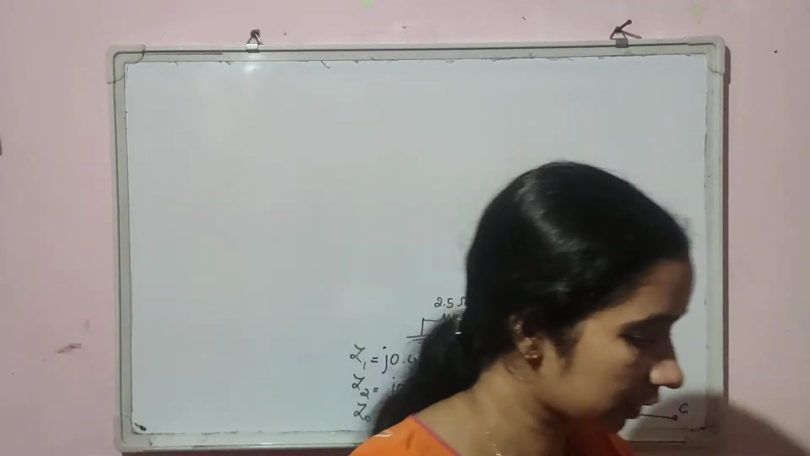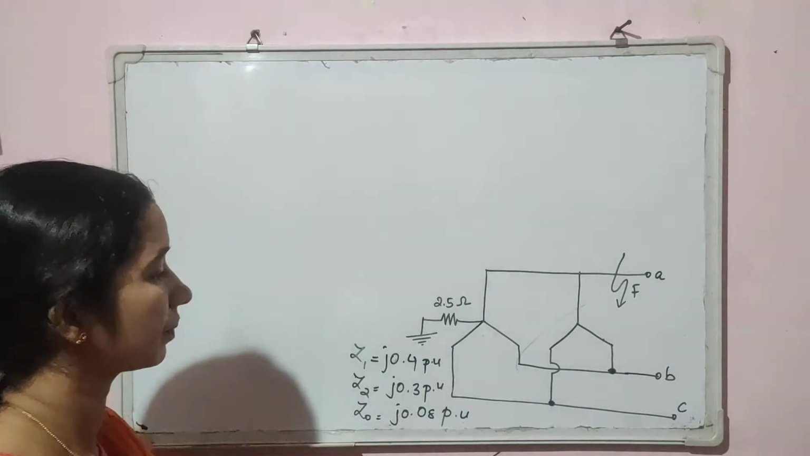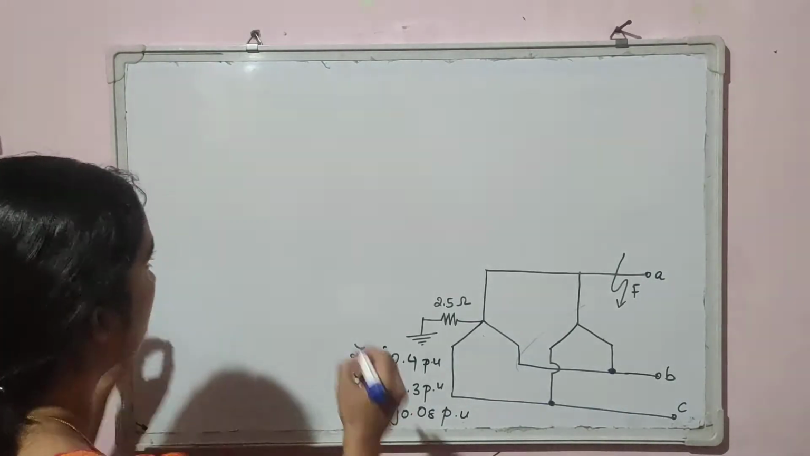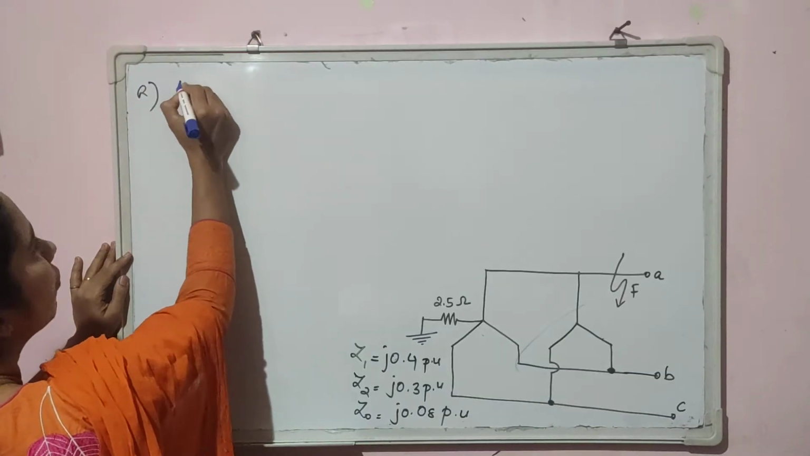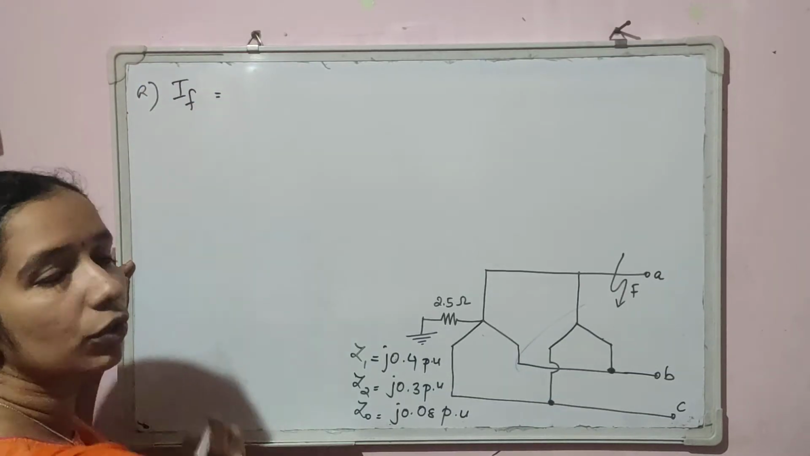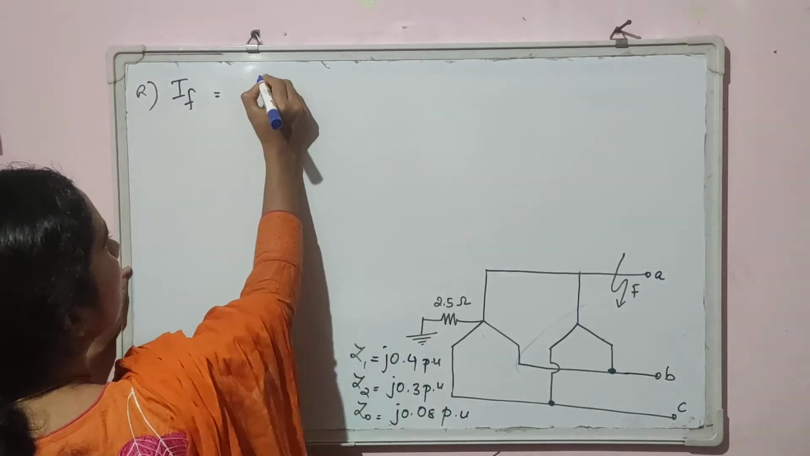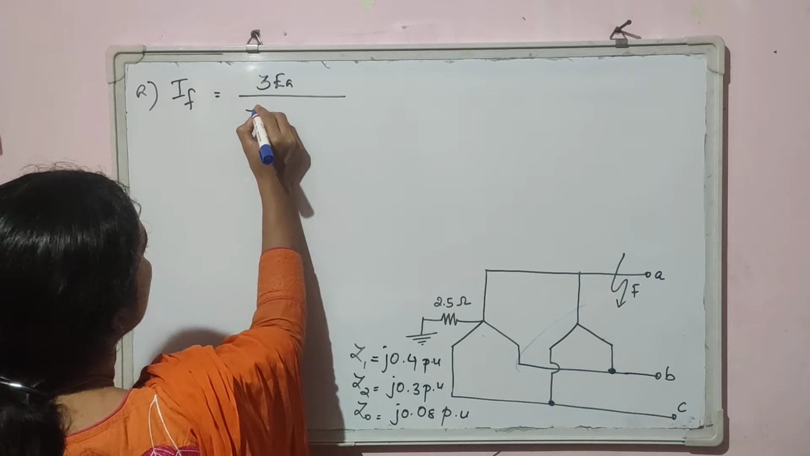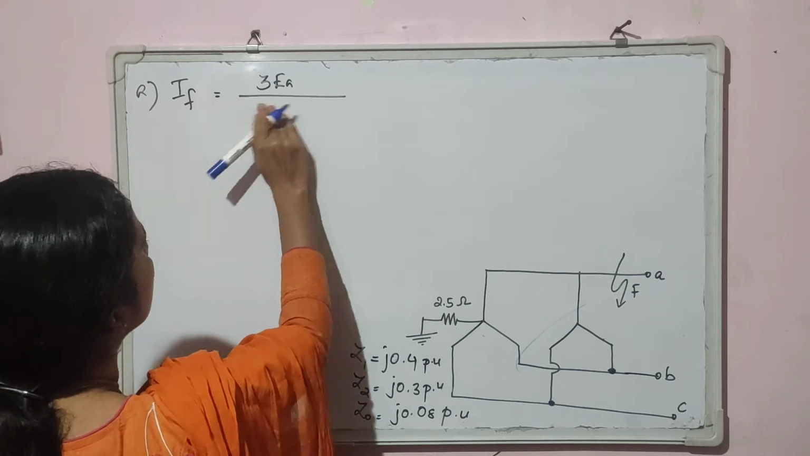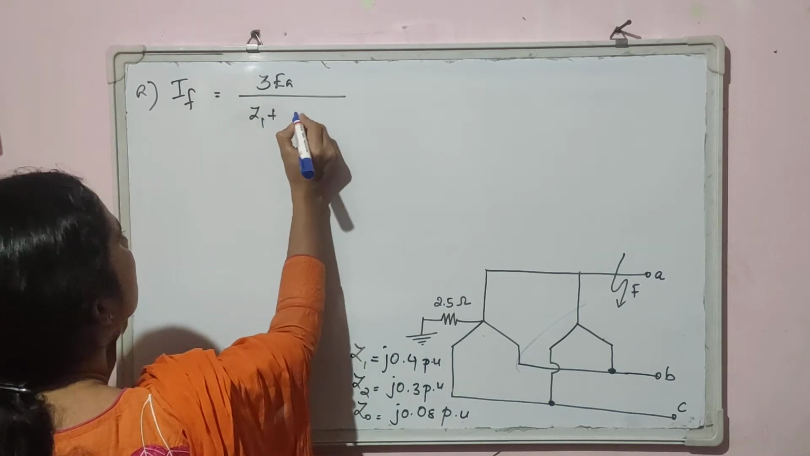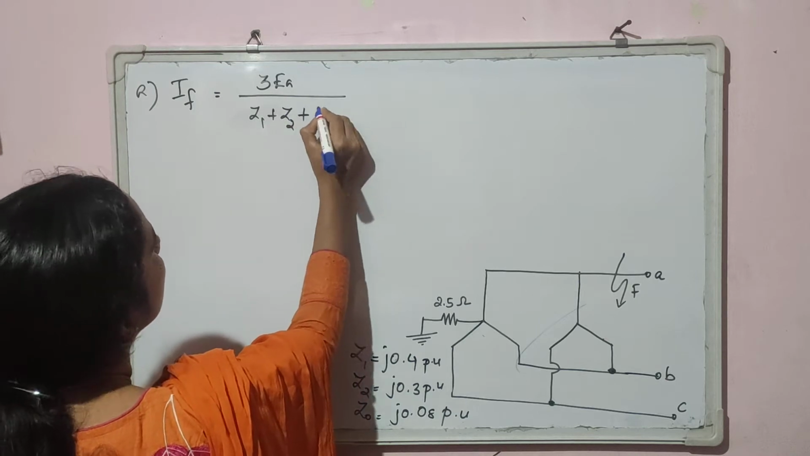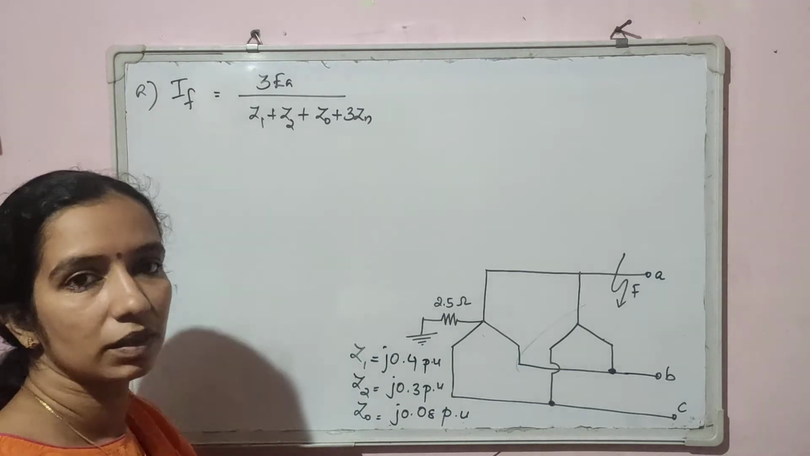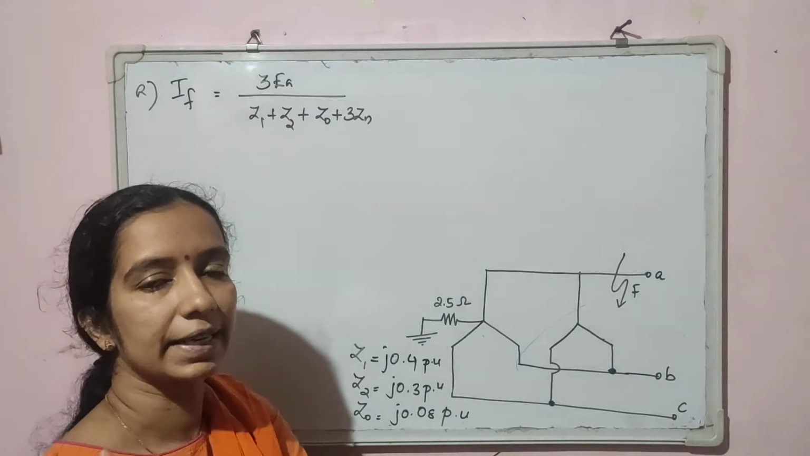So now let us start solving the problem, and the first part was to calculate the fault current IF. We know for a single line to ground fault, the fault current IF is equal to 3 times EA divided by Z1 plus Z2 plus Z0 plus 3Zn. Okay, it is Z0 plus 3Zn.